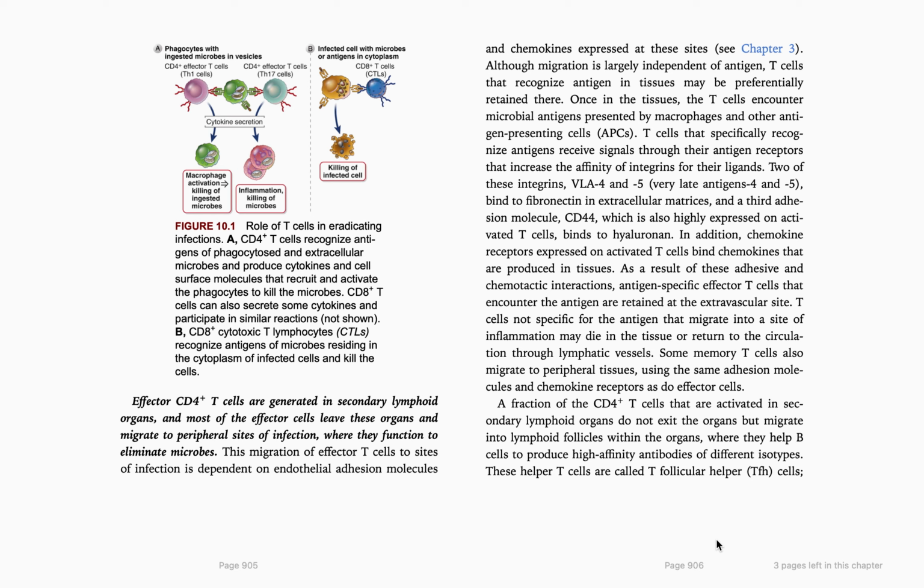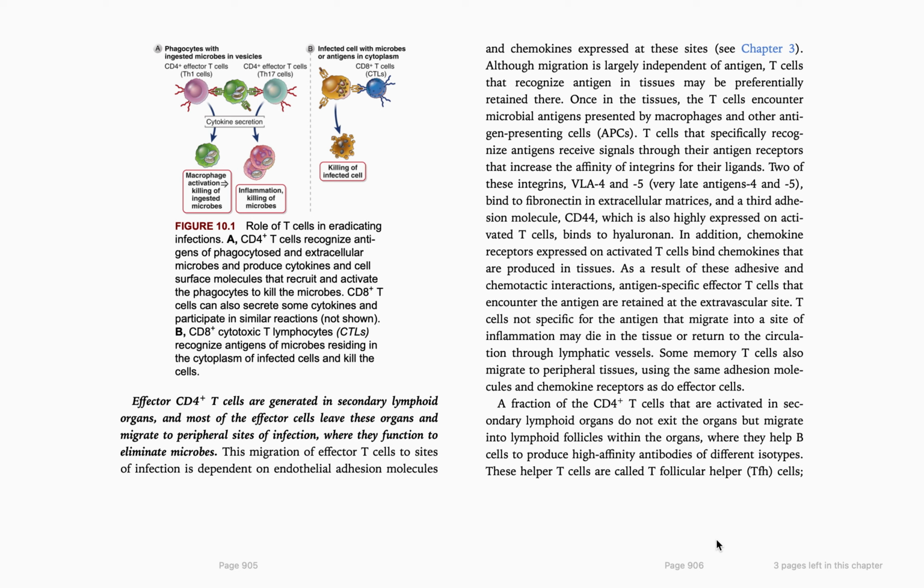Normally we have a diagram here, which it will be lovely if you visit the book and see it. We have A and B. A is the one where the diagram explains the role of T cells in eradicating infection. A shows CD4 T cells recognizing antigens of phagocytosed and extracellular microbes and producing cytokines and cell surface molecules that recruit and activate the phagocytes to kill microbes. CD8 T cells can also secrete some cytokines and participate in similar reactions, not shown in that diagram.